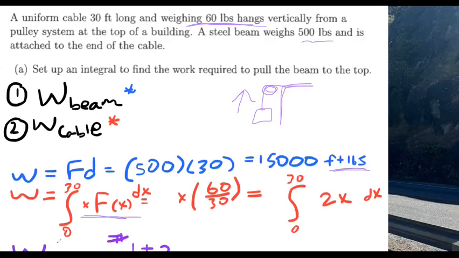So to recap, to put it in simpler terms, the beam never has to have an integral because it stays the same. The cable always does, and you just do the function times x. And then you add those two values together.